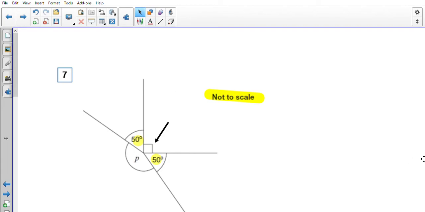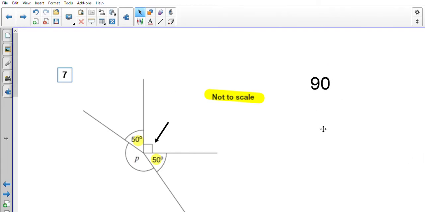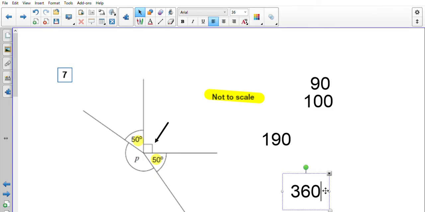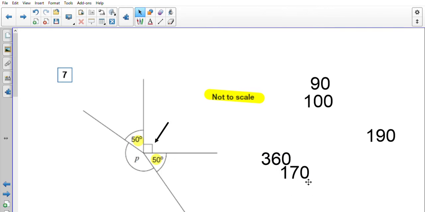Okay, what have I got here then? Well, I've got 90 and I've got 2 lots of 50 which give me 100. So I've got 190 degrees total so far. Angles round a point, what's my total got to be? 360, because it's a full rotation, it's a full circle. 360 degrees in a full circle. So I've got 190, I've got 360. I'll do 360 subtract 190 gives me 170 degrees. It's that straightforward.